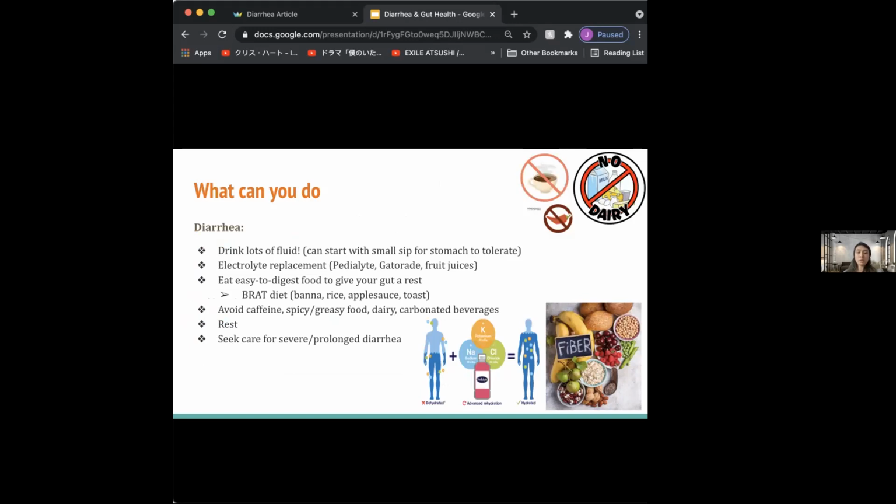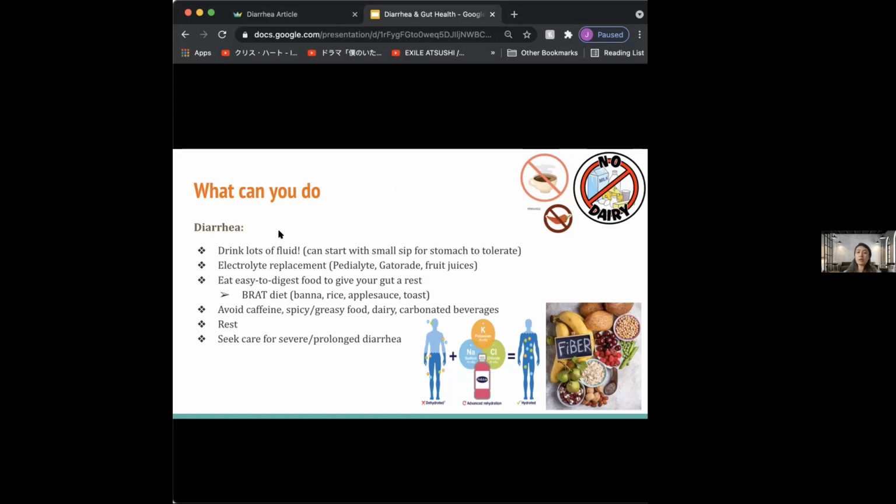On top of hydration with water, another thing is electrolyte replacement. You can tell them to drink some Gatorade if they have it, or Pedialyte, also some fruit juices if there's none of that. Another thing is to eat easy to digest food to give your gut a rest. One thing that I found is the BRAT diet. It stands for banana, rice, applesauce, and toast. These are very bland, low fiber foods. It helps give your stomach a rest, and it's easier to digest. This low fiber food helps firm your stool, and it can calm your stomach and kind of prevent diarrhea.